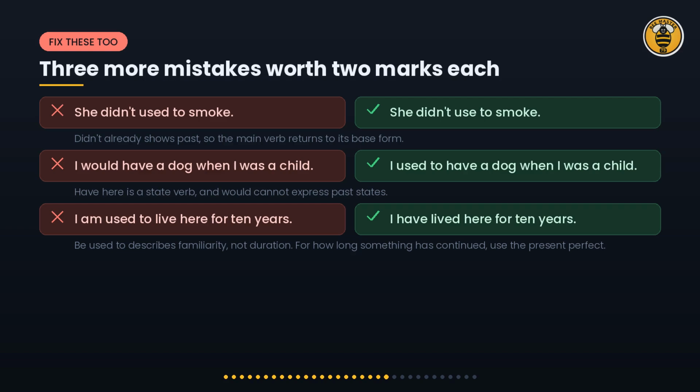I am used to live here for 10 years. This one is a double error. Be used to needs an ing form, and more importantly, it describes familiarity, not duration. If you want to say how long something has continued, that is the present perfect. I have lived here for 10 years.